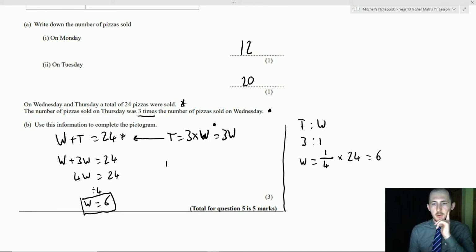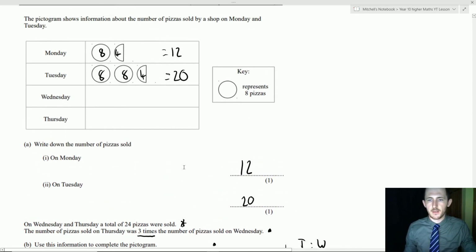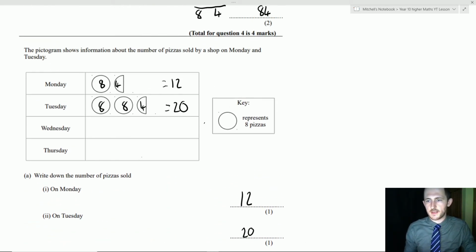Perfect. Now for both methods, Thursday had 3 times as many pizzas. So 3 times 6 is 18. And here the same thing, 3 times 6 is 18. So how can we check if we're on the right track? Well, if a total of 24 pizzas were sold, that means Wednesday plus Thursday should be 24. 6 add 18 is indeed 24. All good. So Wednesday was 6, Thursday was 18.